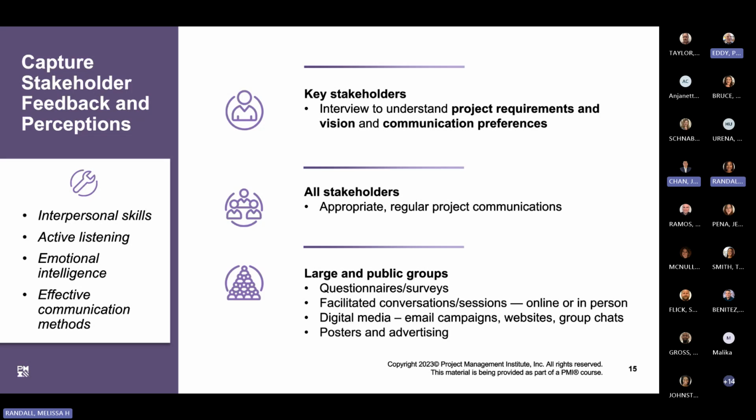Then it talks about all stakeholders, appropriate regular project communication. As a project manager, you may have a weekly project meeting. You may send out a status report, and that'll go to all of your stakeholders. So you're not going to necessarily meet with them face to face, but you will have some type of regular communication, which is what PMI is expecting that you're going to do with your project team and all of your stakeholders. And then the last one talks about large and public groups.